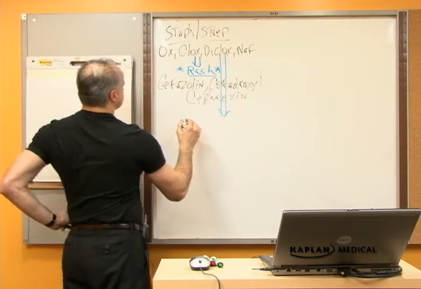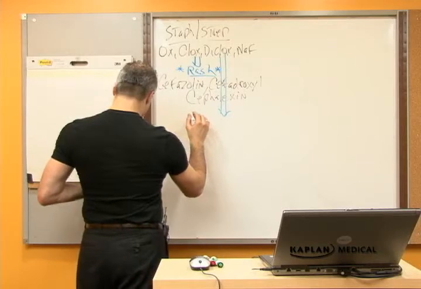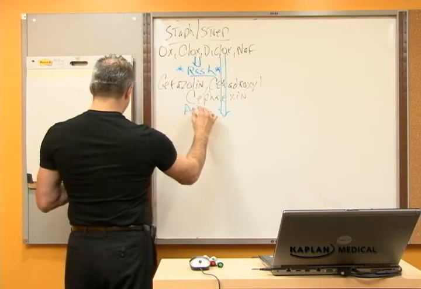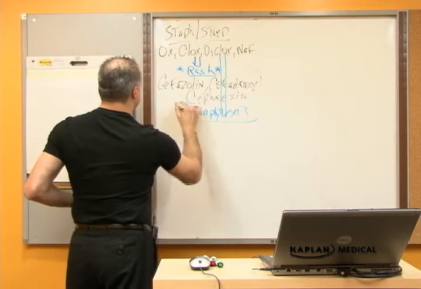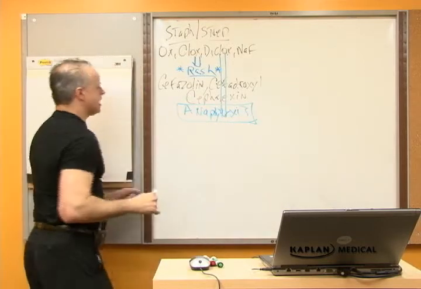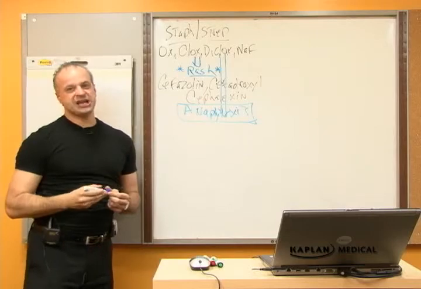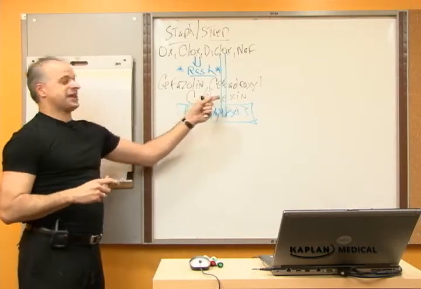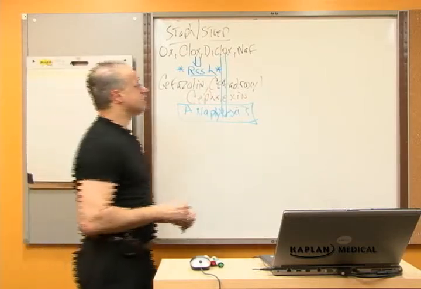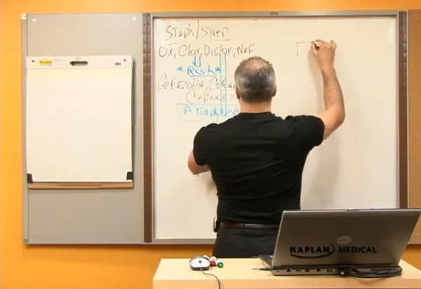Now, if you have a more severe allergic reaction, let's say the allergic reaction is anaphylaxis, then we're not going to use a beta-lactam antibiotic.